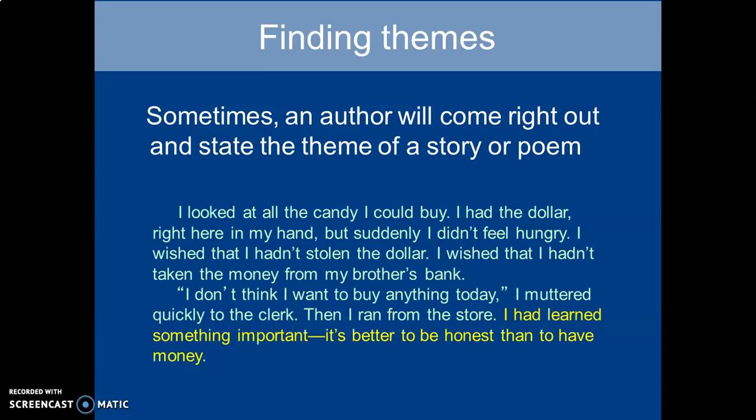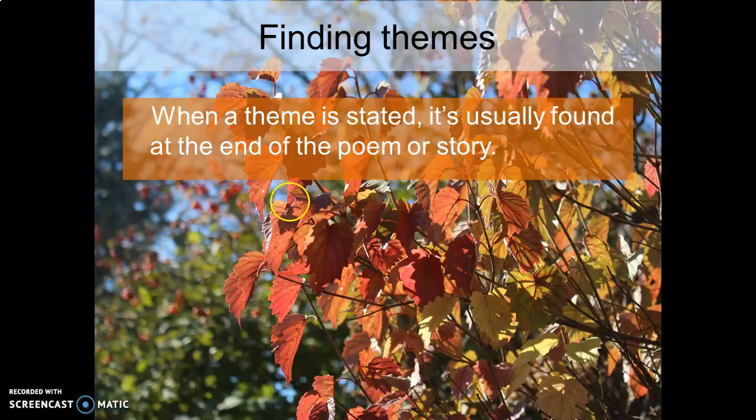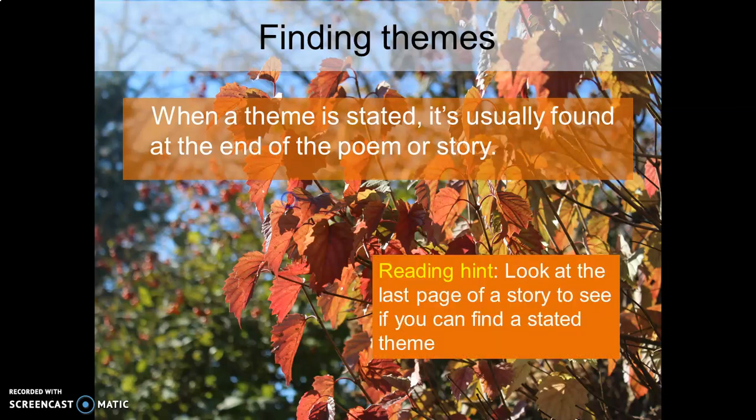In that case, the author came out and told us the lesson to be learned was, it's better to be honest than to have money. When a theme is stated, it's usually found at the end of the poem or story because the lesson is learned from the entire poem or from all the events in the story. A helpful hint is to look at the last page of a story to see if there is a stated theme.